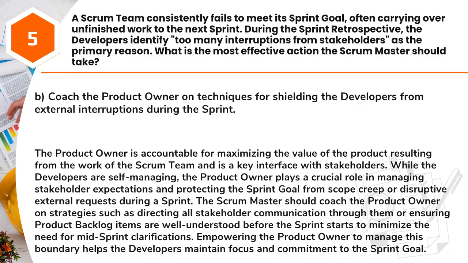The Scrum Master should coach the product owner on strategies such as directing all stakeholder communication through them or ensuring product backlog items are well understood before the sprint starts to minimize the need for mid-sprint clarifications. Empowering the product owner to manage this boundary helps the developers maintain focus and commitment to the sprint goal.